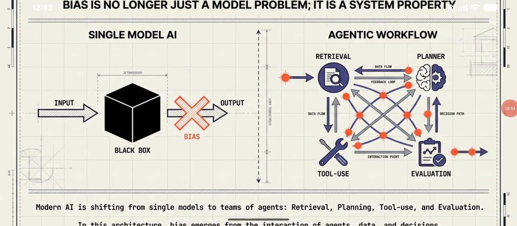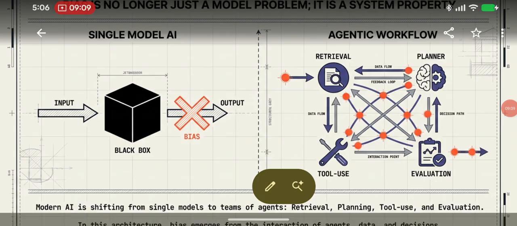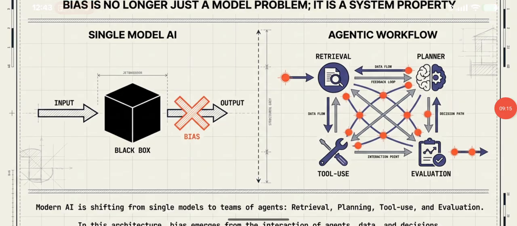So bias is no longer just a model problem; it's a system property. We no longer use just Perplexity or ChatGPT kind of solutions, where the user asks a question to the model and it gives you the output, whether a question answer, a summarization, a description, or code generation.